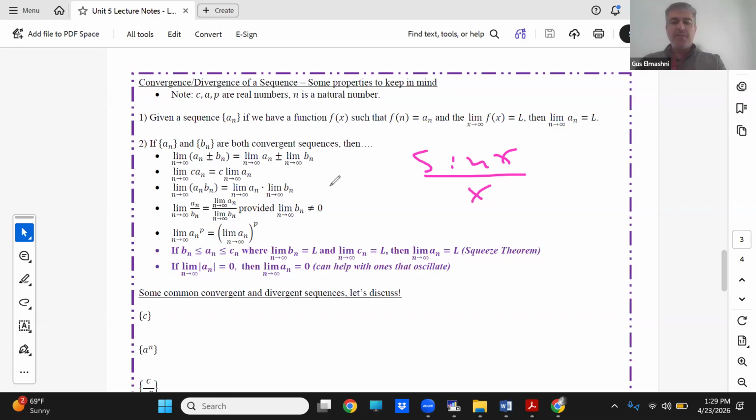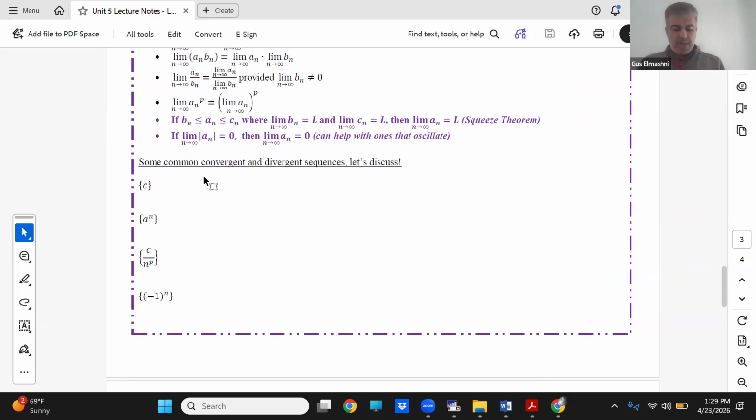But let's say I took the limit of this as x approaches infinity. Remember the graph looked kind of like this? And it oscillated. But the thing is, I know this is with absolute value, but of course that's going to be zero, right? So anyhow, some other things to keep in mind.